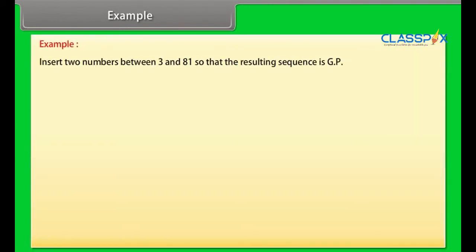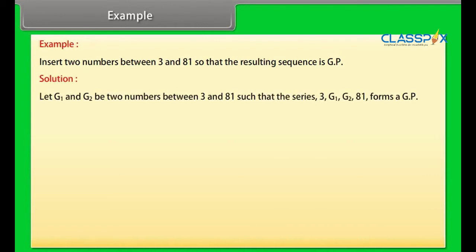Example. Insert two numbers between 3 and 81 so that the resulting sequence is GP. Solution. Let G1 and G2 be two numbers between 3 and 81 such that the series 3, G1, G2, 81 forms a GP. Let A be the first term and R be the common ratio of the GP.